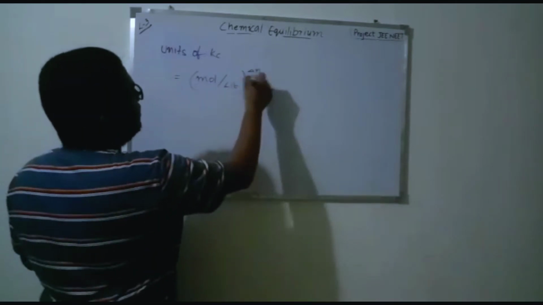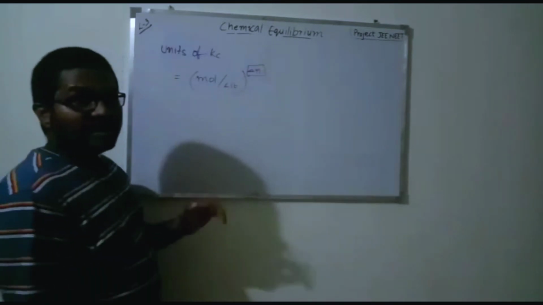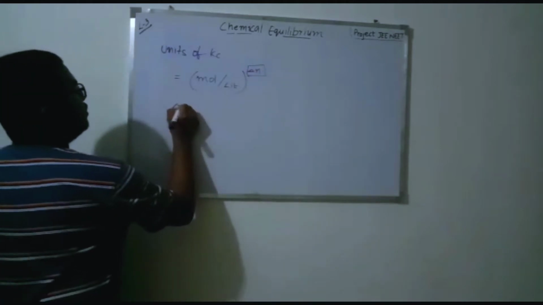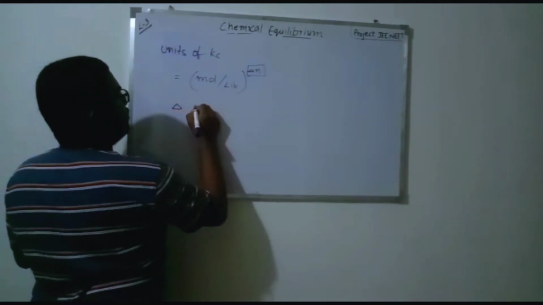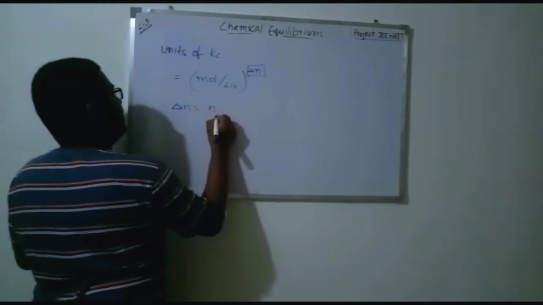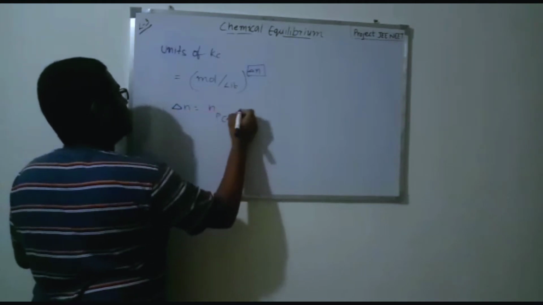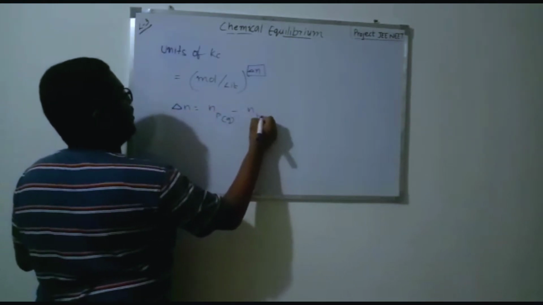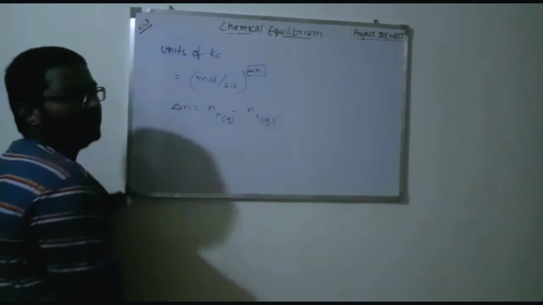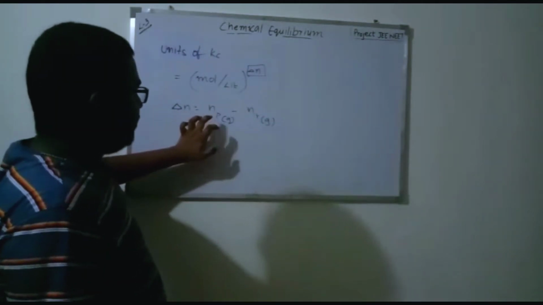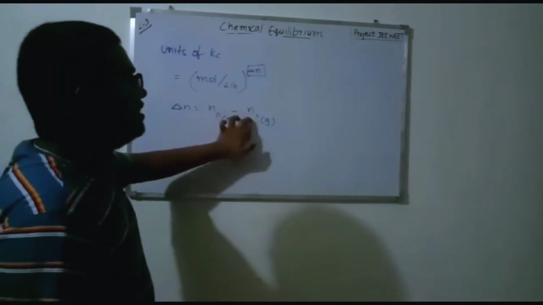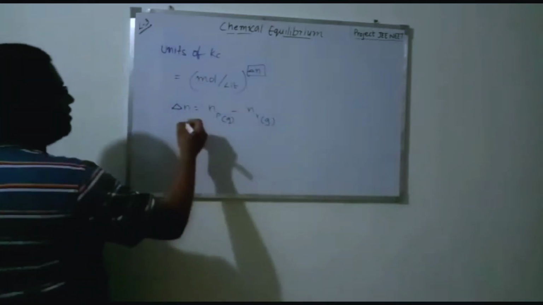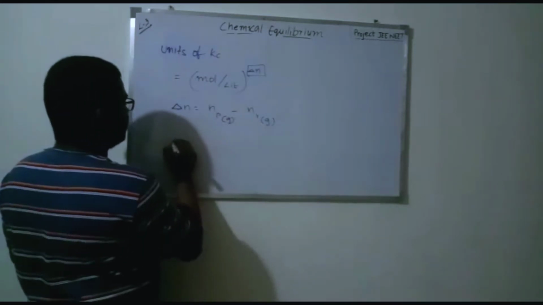So what is delta N here? We have a new term, delta N. Delta N is equal to Np in gaseous phase minus Nr in gaseous phase. Here, Np in the gaseous phase minus Nr in the gaseous phase. Let's understand this by an example.